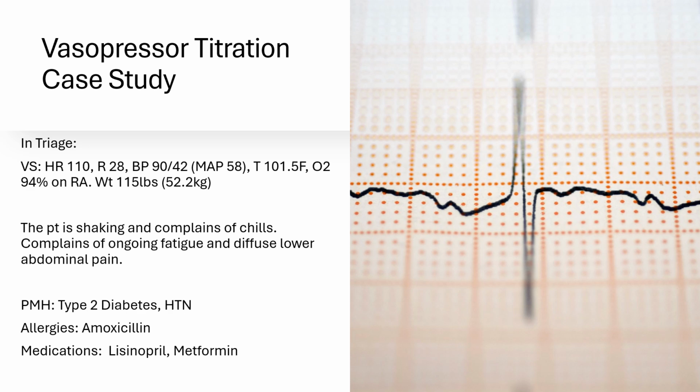In triage, Miss Sharon's vital signs are as follows. Heart rate of 110, respiratory rate of 28, blood pressure is 90/42, so that gives you a MAP of 58. You're welcome, I calculated it for you. Her temp is 101.5 Fahrenheit, her oxygen is 94% on room air, and Miss Sharon weighs 115 pounds, which is 52.2 kilograms. She is shaking and complaining of chills. She complains of this ongoing fatigue and diffuse lower abdominal pain. Past medical history: she has type 2 diabetes and hypertension. She is allergic to amoxicillin, and she takes lisinopril and metformin for her diabetes.